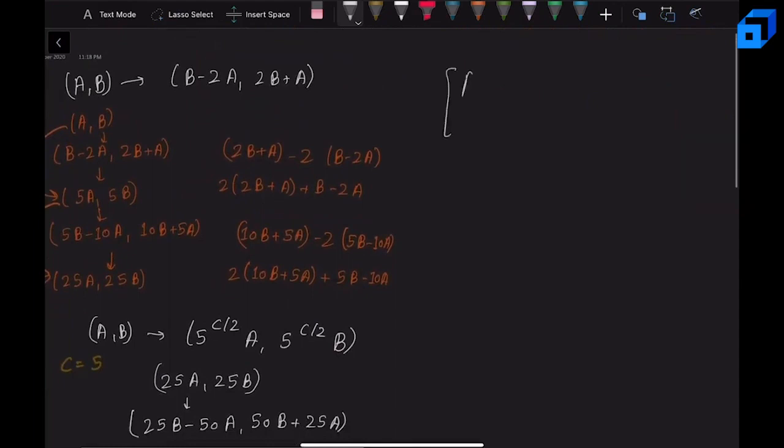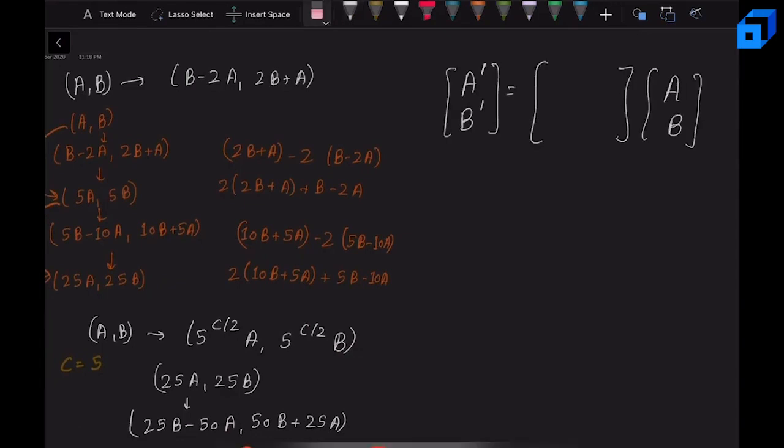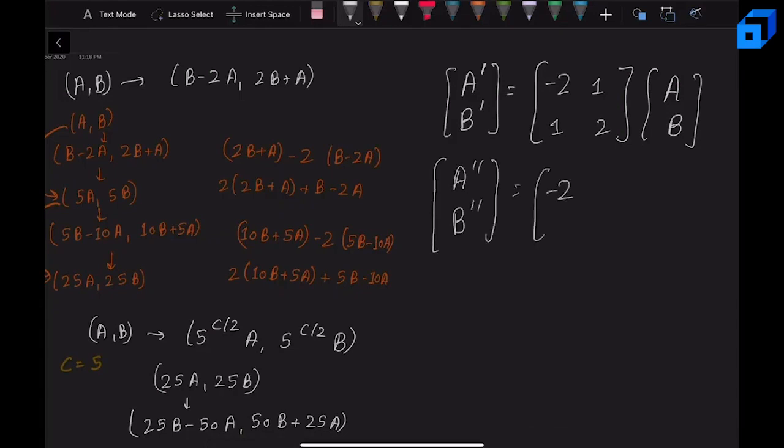So initially the values are A, B, and let's say after doing one operation, the values will be A dash, B dash. So we'll represent A dash, B dash in terms of A, B. So this will be minus 2, 1, because A dash will be minus 2A plus B, and B dash will be A plus 2B. So I'll write 1, 2 here. So this is our matrix. And let's say we do one operation on A dash, B dash as well. That is, we do total 2 operations.